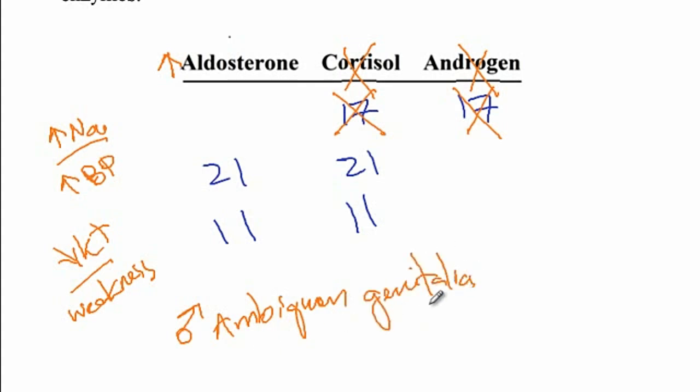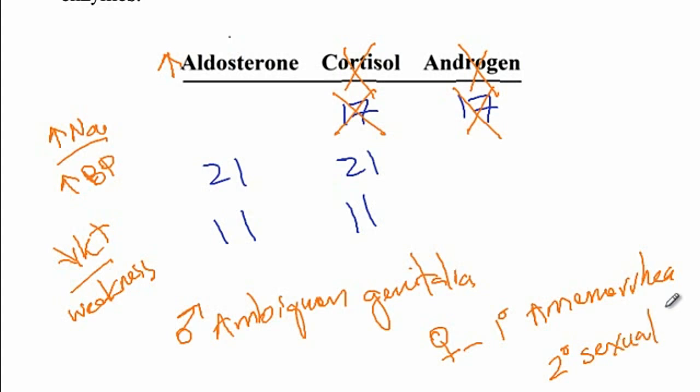And if you want to be a little more specific, these males will have a female external genitalia with a blind vagina. Females, on the other hand, will have primary amenorrhea with the lack of the secondary sexual characteristics.